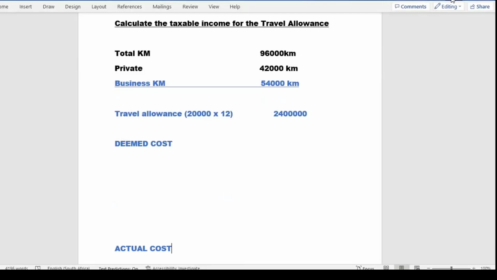The actual cost. So we're going to start with, let's go to the table quickly.